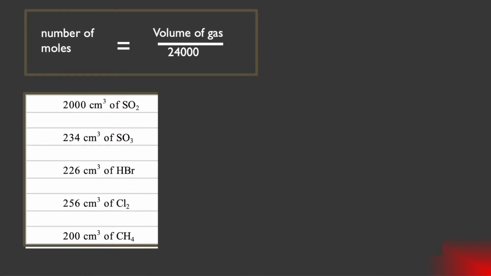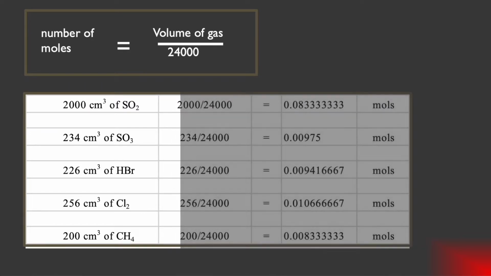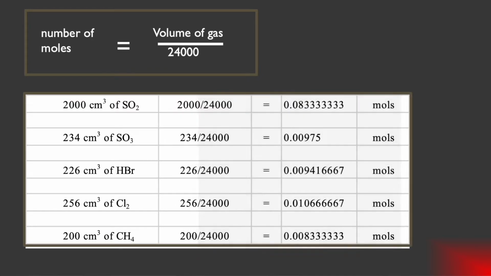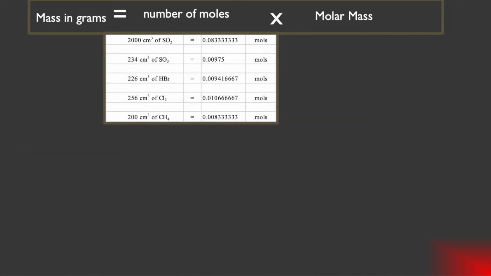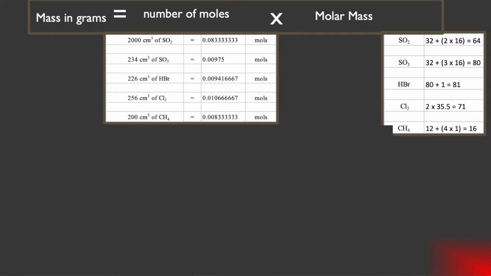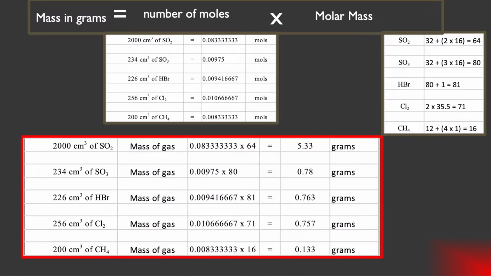So let's start off with the number of moles is equal to volume divided by 24,000. We can do that relatively straightforwardly. We've been doing that previously. So we've got those figures there. And what we're going to do now is take those moles that we've been given and times it by the molar mass of each one. And so that's just a little summary of the question. And the mass of gas is therefore the number of moles times by the molar mass to give us the answer in grams.